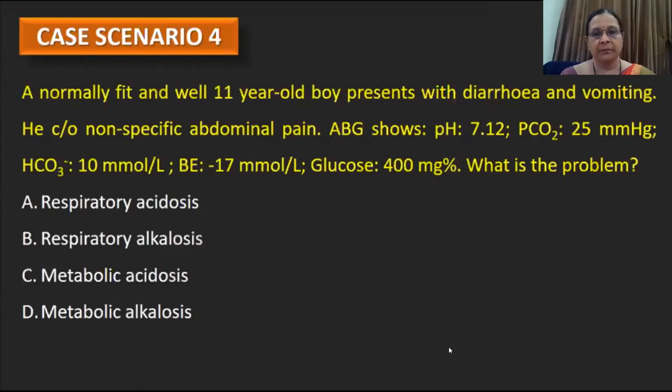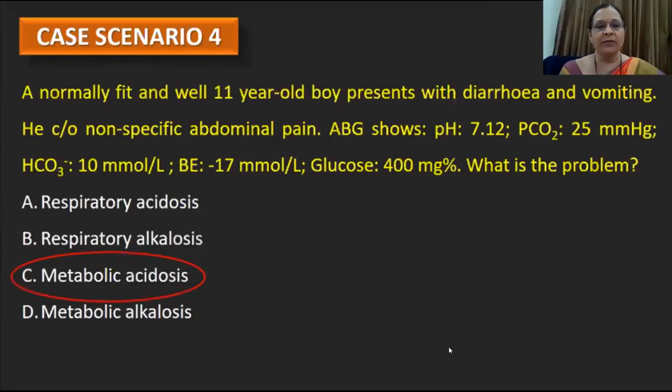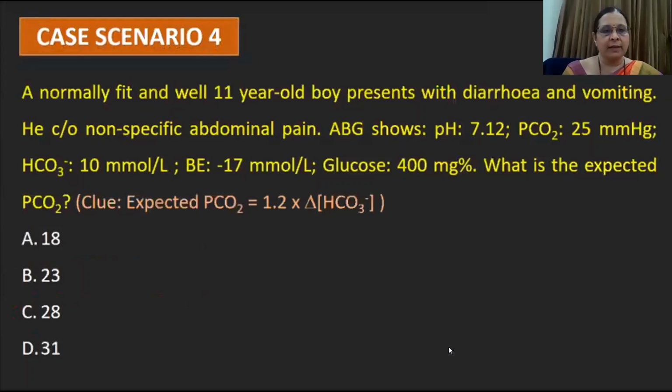Devika? pH is low, so it's acidosis, and PCO2 is also low, ma'am. So it's a movement in the same direction. So it is metabolic acidosis. In this case, the glucose is also quite high, and non-specific abdominal pain also. So it could be type 1 diabetes mellitus with the patient going into diabetic ketoacidosis. Absolutely. So the option you have to choose here is metabolic acidosis. Okay, we go on to the next situation.